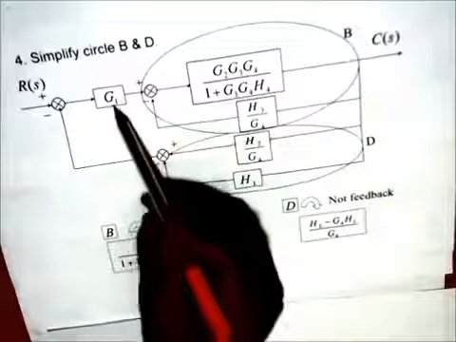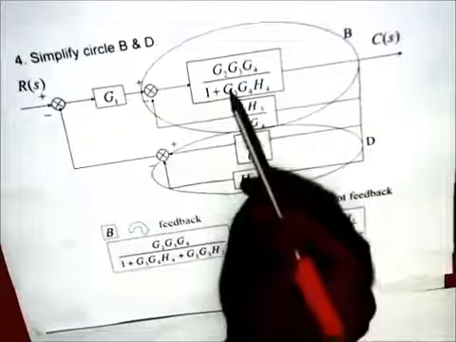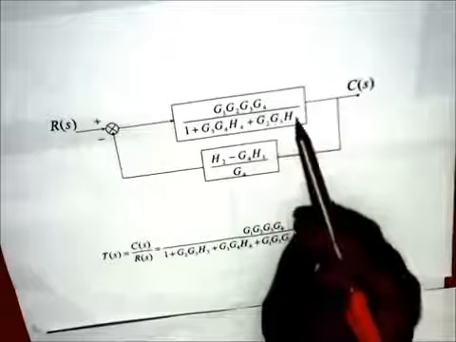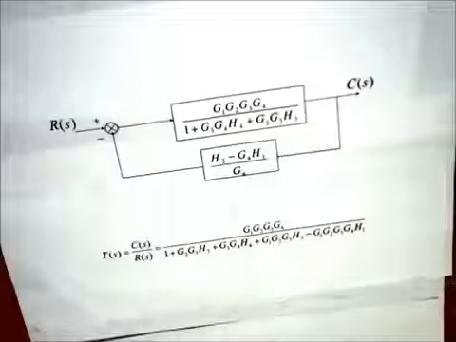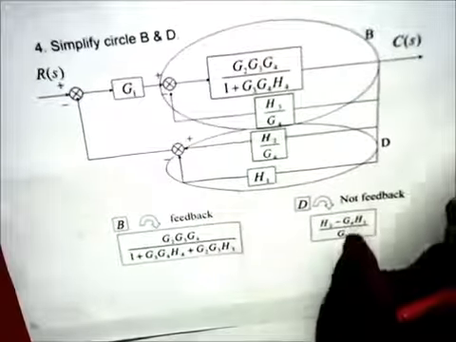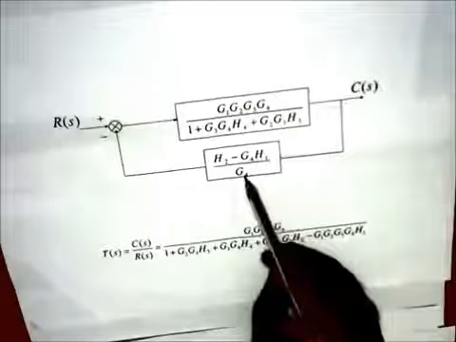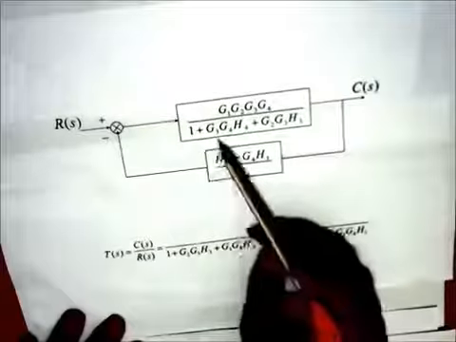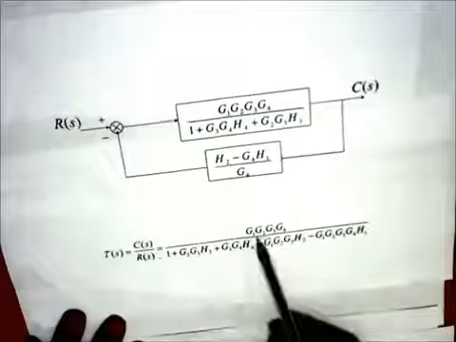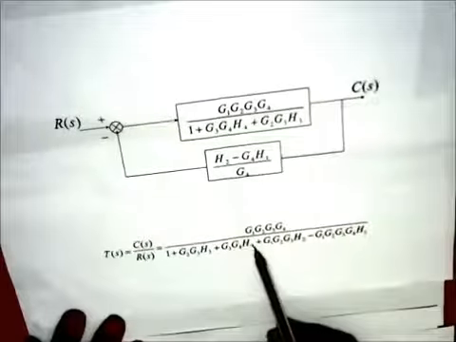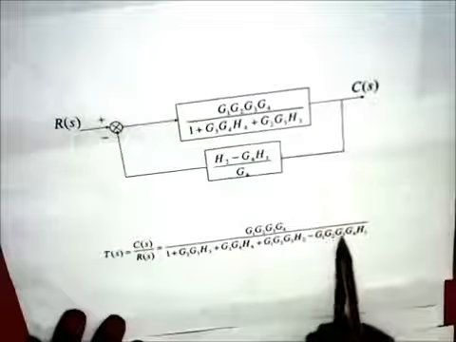So it becomes a block, and this block and G1 will be in cascade format. So it becomes G1 G2 G3 G4 upon 1 plus G3 G4 H4 plus G2 G3 H3, and this feedback is H2 minus G4 H1 upon G4. When we simplify, this is a negative feedback system. So when we simplify, it becomes G1 G2 G3 G4 upon 1 plus G2 G3 H3 plus G3 G4 H4 plus G1 G2 G3 H2 minus G1 G2 G3 G4 H1.